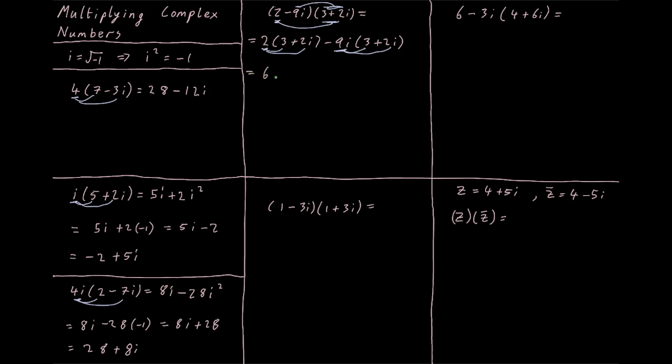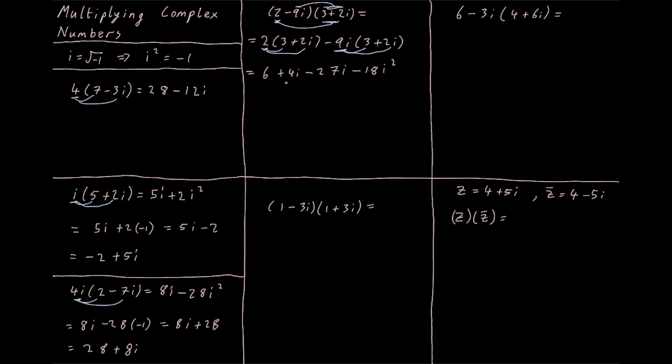So 2 by 3 is 6, 2 by 2i would be 4i, minus 9i times 3, we multiply our numbers first, so minus 9 times 3 would give us minus 27 times i, minus 9i times 2i would be minus 9 times 2 would be minus 18, and i times i would give me i squared. Now most of that is fine, but I see that I have an i squared here, which is going to be minus 1.